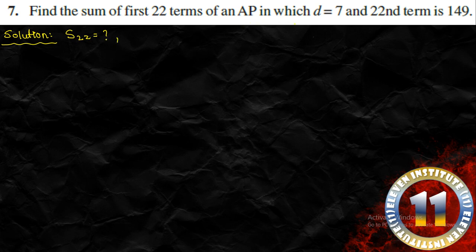for which D is equal to 7. So we can write over here D is equal to 7, and the 22nd term is 149. So be very careful. We have been given that A22, the 22nd term, is equal to 149. I hope this is clear to you. Now what do we want?